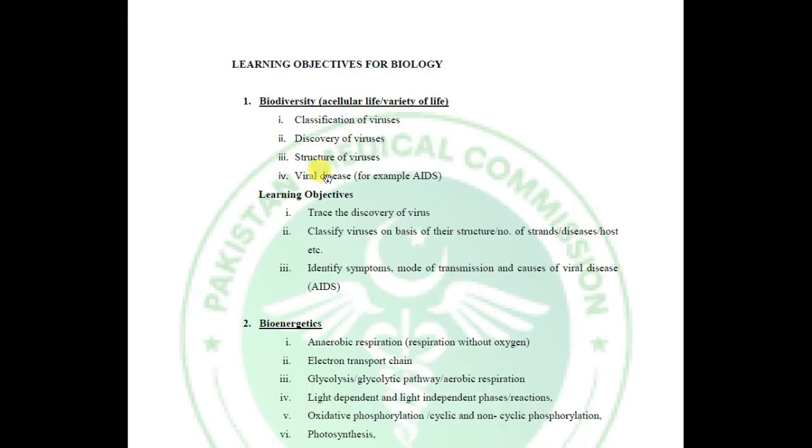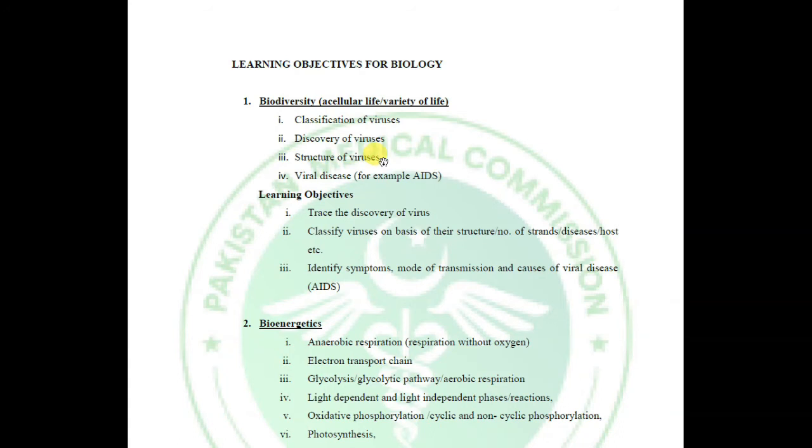Now come to the learning objective. This is the main thing for a student to study in the syllabus. Let's take the first one, biodiversity as cellular. This is the chapter we are discussing. In this chapter, there are 4 subtopics. This is the biodiversity chapter, as it is written in your books.